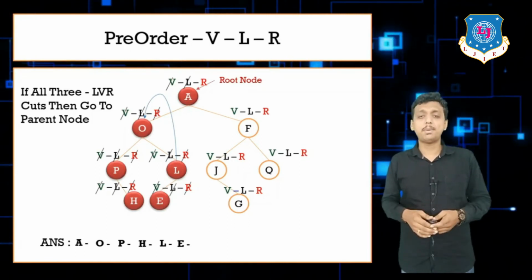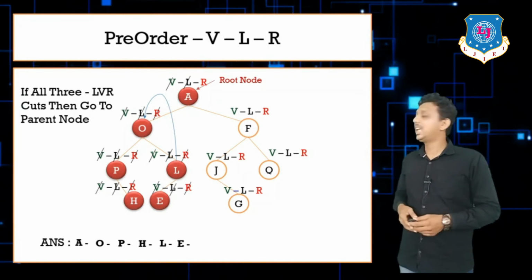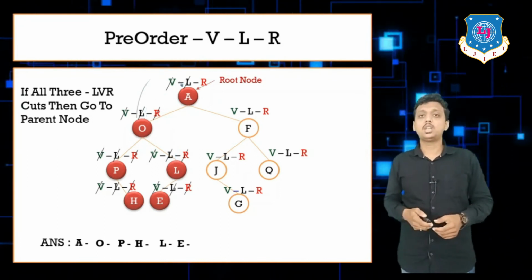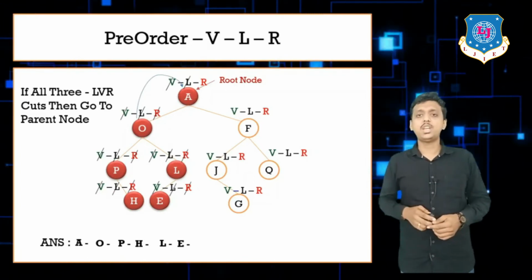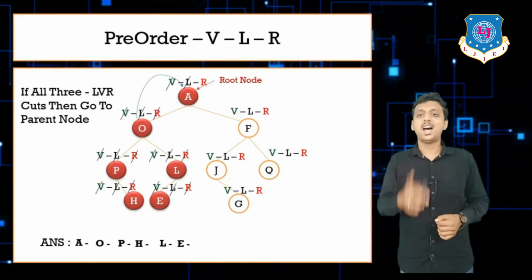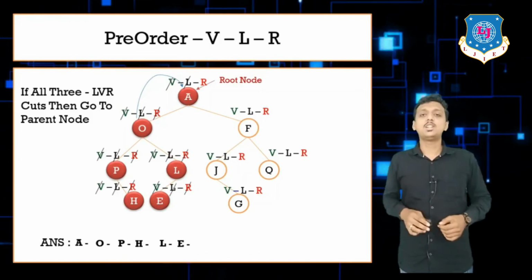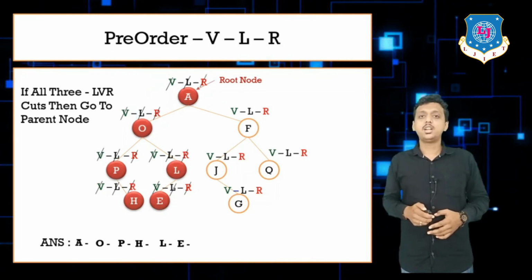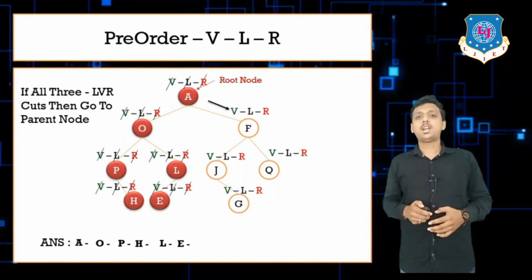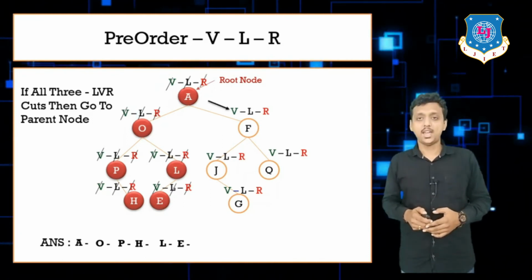Now, who is the parent node of O? Students, A is the parent node of O. Just get back to the A. See, V is performed, L is performed. Now we have the remaining operation, that is R. So let's move towards the right side of A, our root node. So here it is, cut R, the right side of A, that is node F.